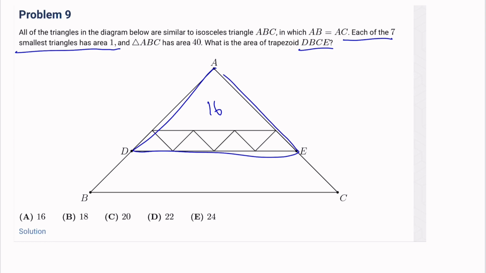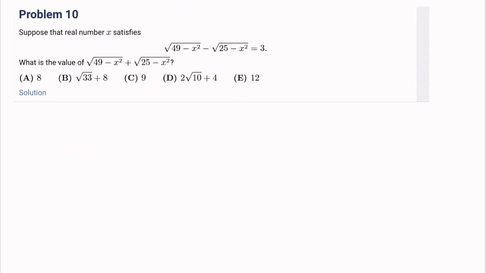And so DBCE is ABC minus ADE. ABC is 40, minus ADE is 16, this is 24. The answer is E.